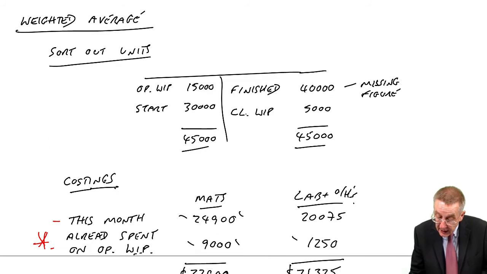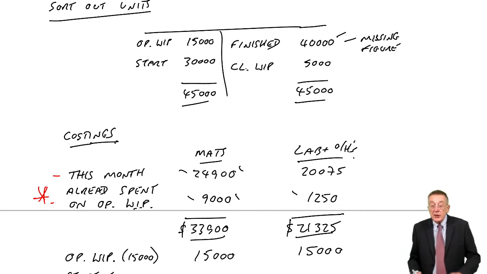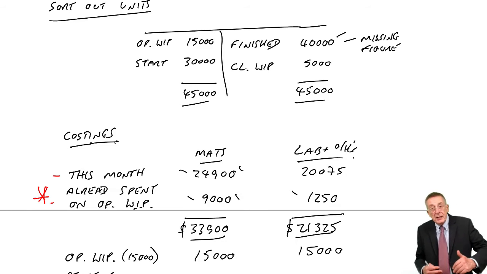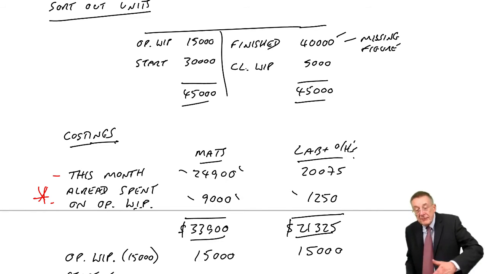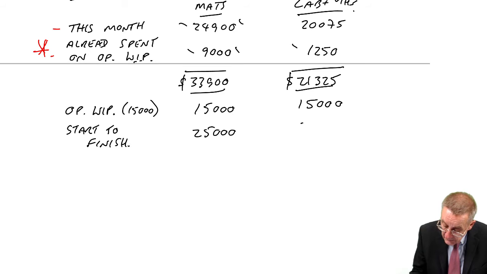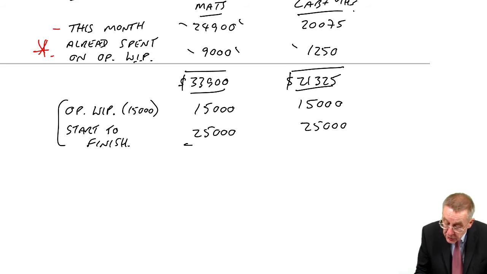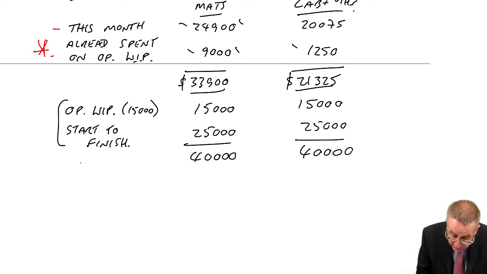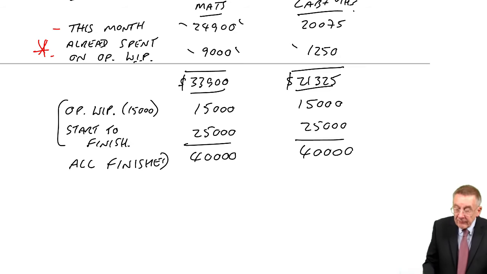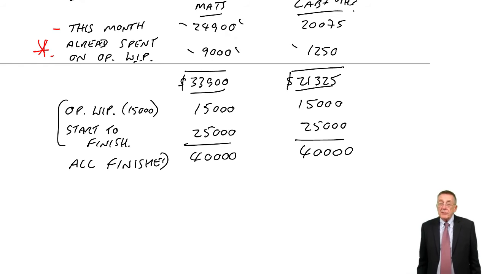And those that don't start to finish, I didn't work out because we don't actually need it, as you're about to see. Of the 40,000 that were finished, 15,000 were already started. The other 25,000 were started this month. The reason you can omit this bit is that we've got the full cost of all the finished units: the bit that was spent last month plus what was spent this month, we've got the full cost of all of them.